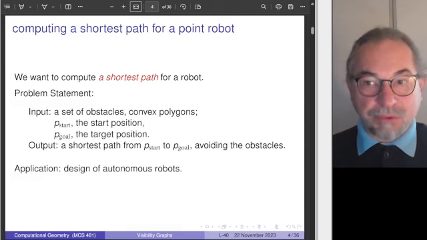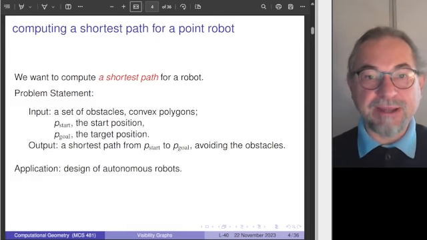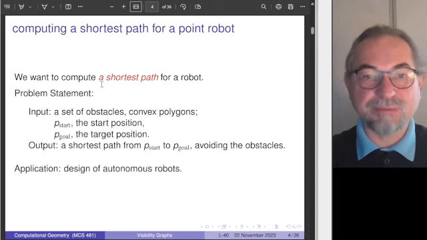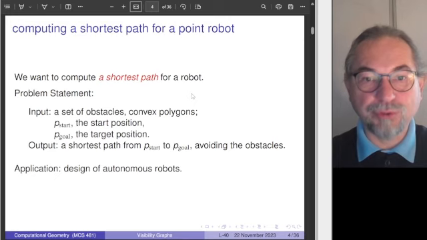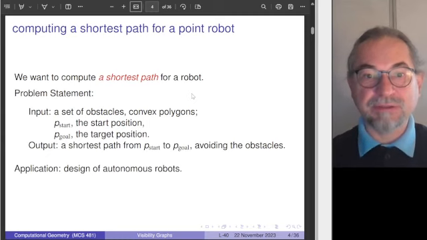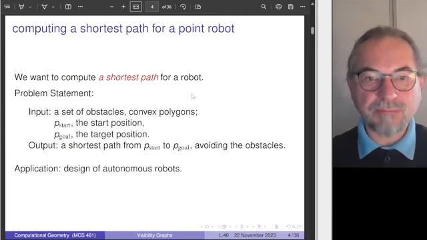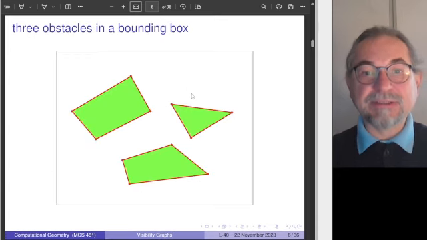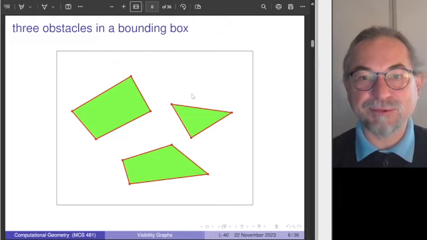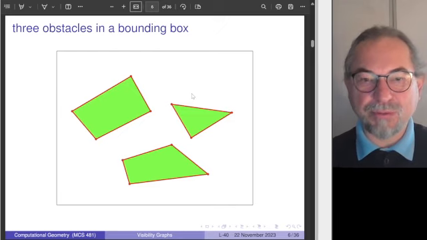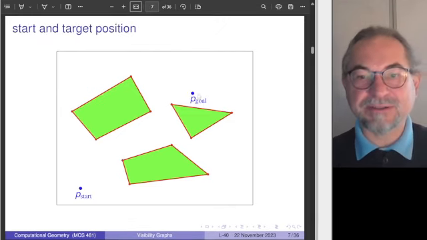Okay, so this is the problem statement of lecture 38 with one important modification here colored in red. We want to compute a shortest path for a robot, and again, avoiding the obstacles. So this is the problem statement again: 3 obstacles in a bounding box, so I'm recycling the problem data. We have a start position and a target position.